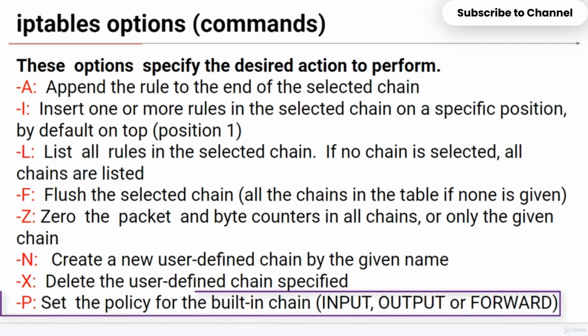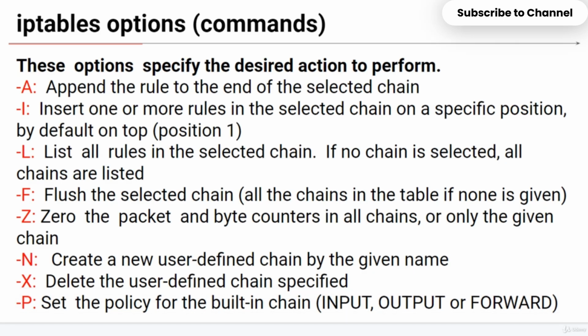And finally, -P sets the default policy for the built-in chains INPUT, OUTPUT, and FORWARD. The default policy specifies what happens to packets that are not matched by any rule and can be either ACCEPT or DROP.